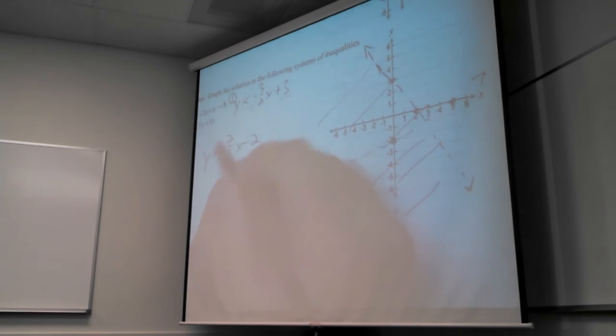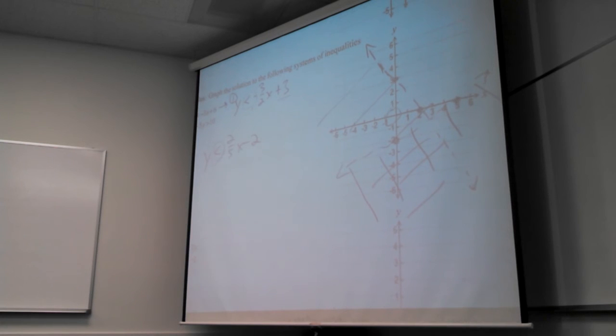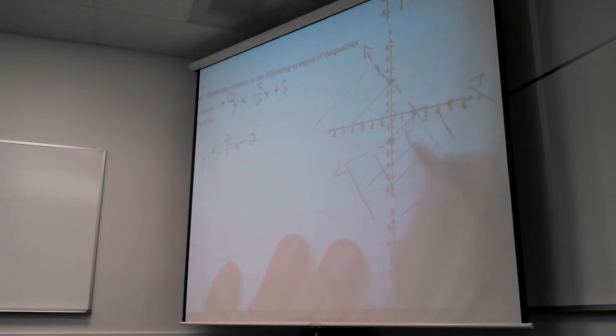Now the other one says less than, so I would shade below it. Or if you use the test point again, you would ask, is 0 less than negative 2? No, so you would shade away from 0, 0. That wouldn't work in the second line, so you would shade on the other side. One whole side works, or it doesn't work. So the answer is going to be that, because that's where the shading overlaps.